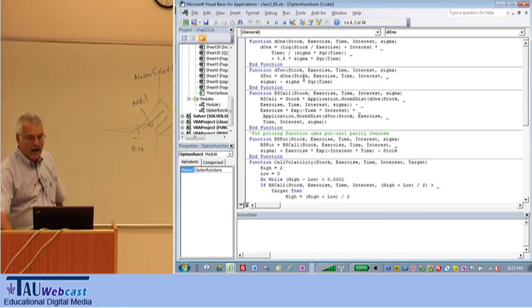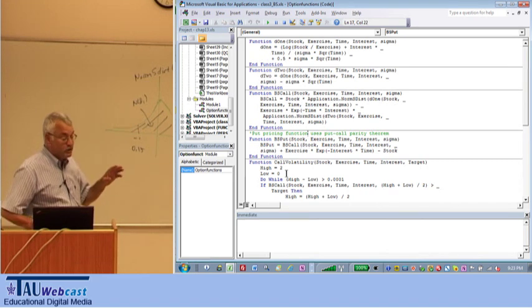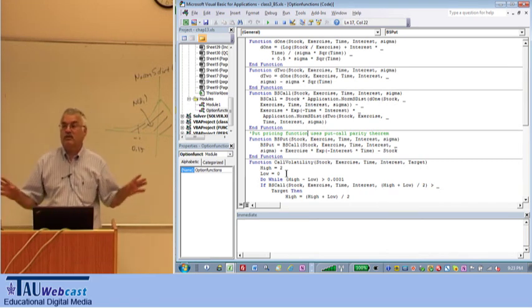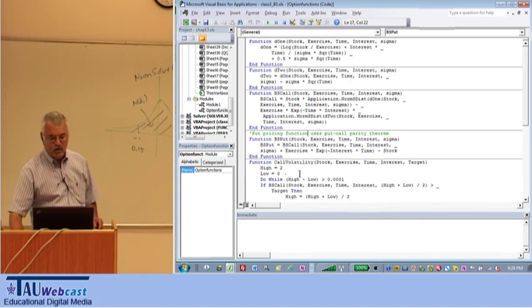So this is all very primitive stuff. I define D1 and D2, and then I define the Black-Scholes call and put functions. My put function, by the way, is just straightforward put-call parity. And then I have a call volatility function that I'll show you in just a second.